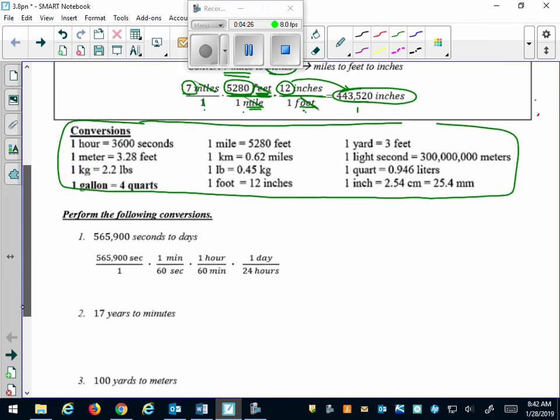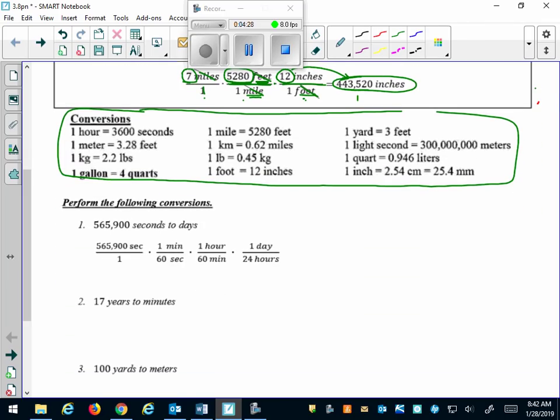So let's do one together. I've set this first one up for you. We want to convert seconds to days. So we start with seconds over 1. We want to end up with days on the top. But in between there, we've got seconds on the top to start with. We need seconds on the bottom somewhere so that we can get those seconds to cancel.